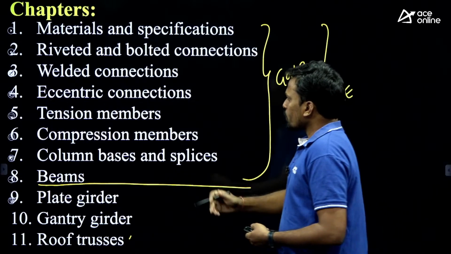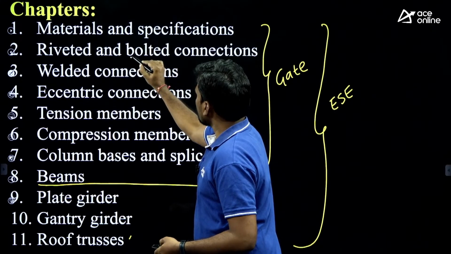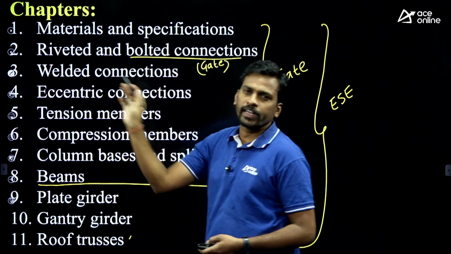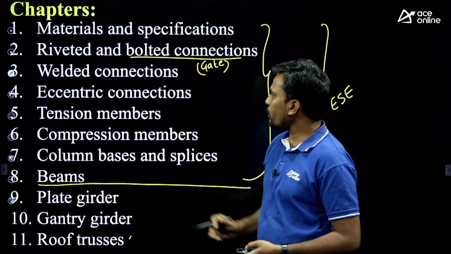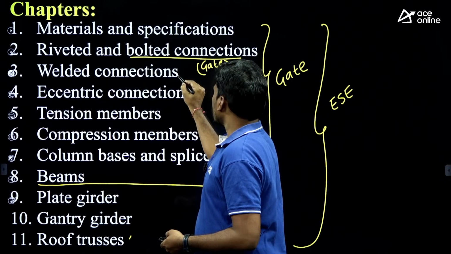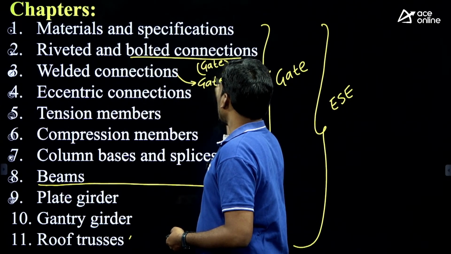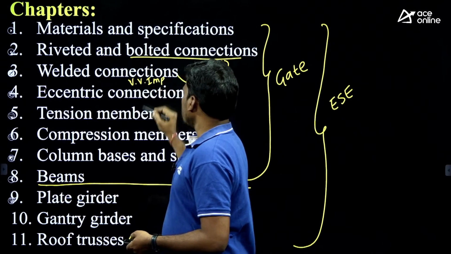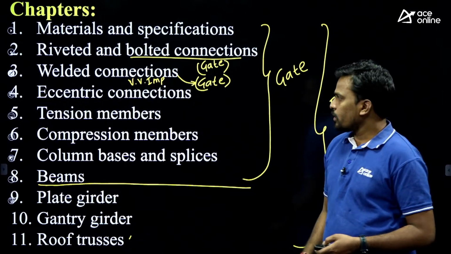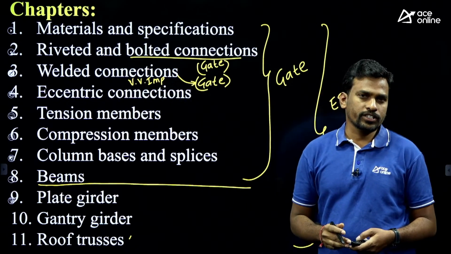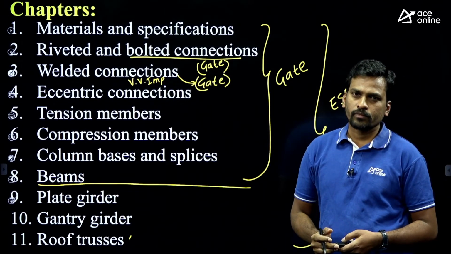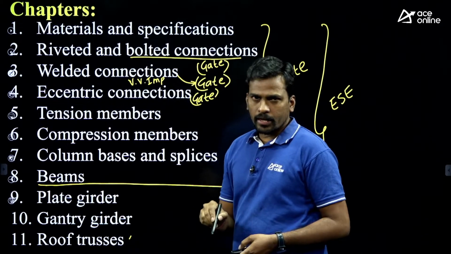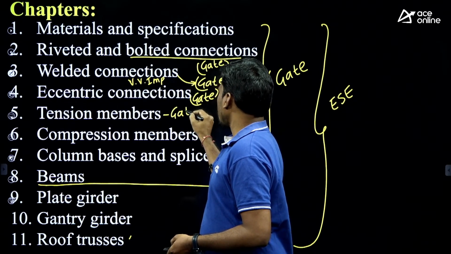Now I'll tell you the important chapters for GATE people. Students, for GATE: bolted connection. Don't touch riveted connection, forget about riveted connection. Bolted connection and welded connection are very, very important. If you see last year's question paper, there is one compulsory question from the welded connection chapter, and that too a 2 marks question. And eccentric connection. This year I am expecting a question from tension members.